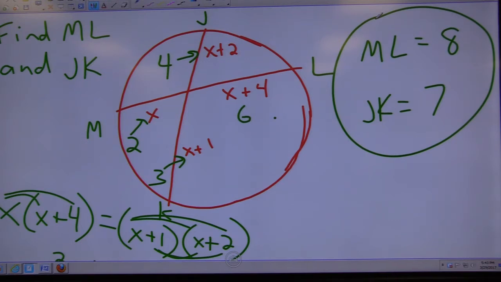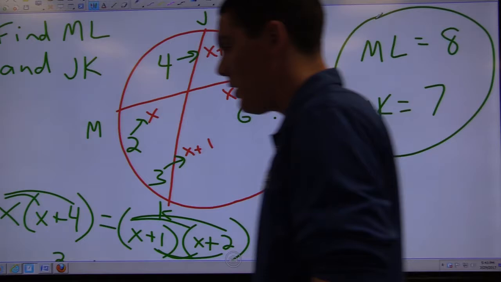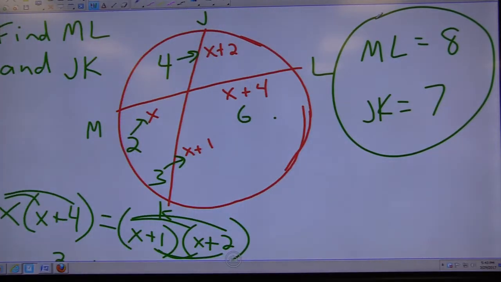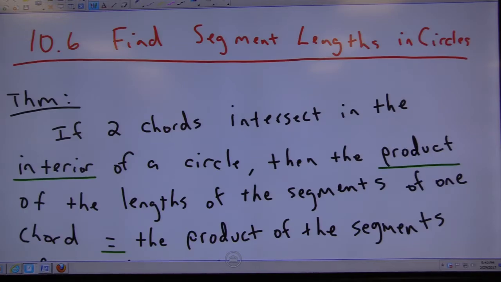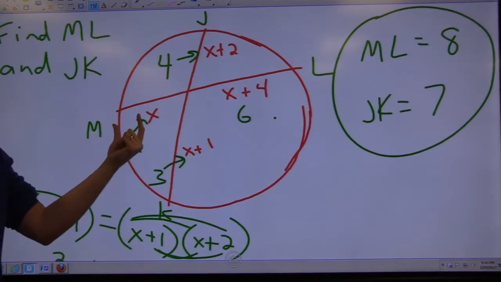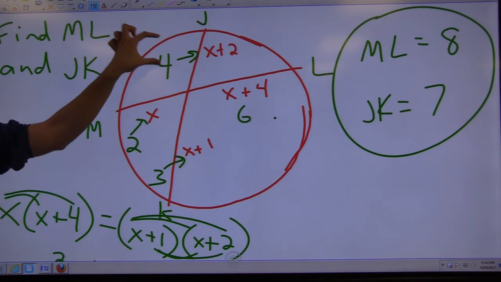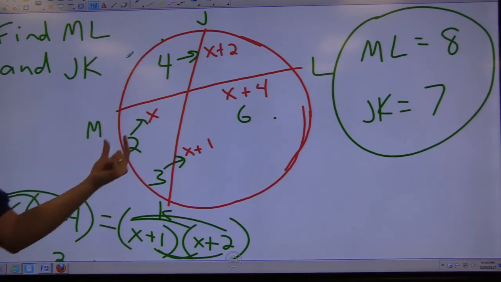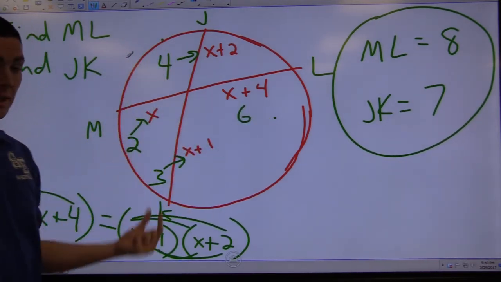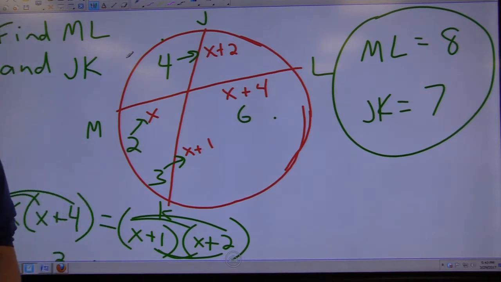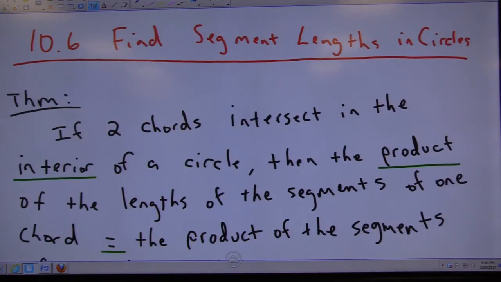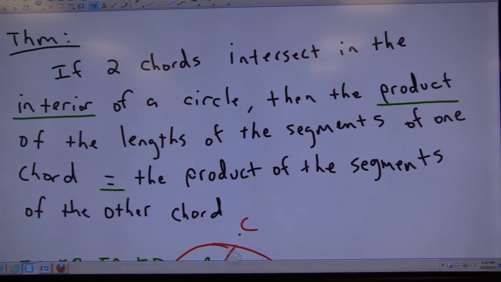Okay. So that is another example using that theorem that we just talked about. So again, to review, if we were to check that, let me check this real quick. Does this piece times this piece end up equaling this piece times this piece? The answer is yes. 2 times 6 is 12. 4 times 3 is 12. So that's the only thing we need to know about those chords intersecting in terms of the segment lengths. Okay, that's what this theorem is saying right there.